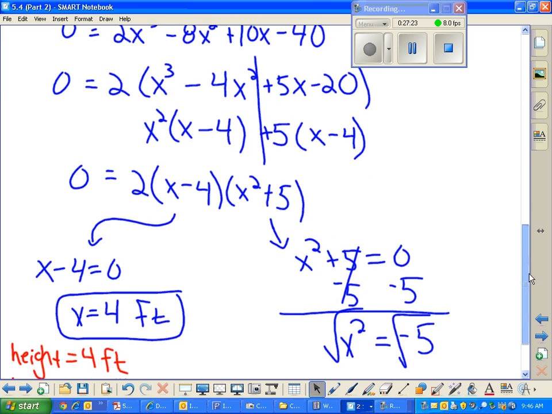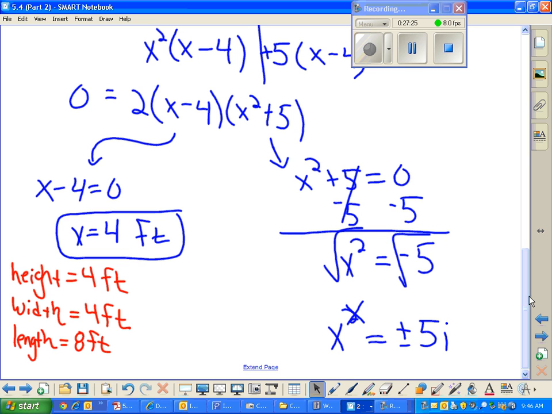And then I went ahead and solved for x. I added 4 to both sides and got an x value of 4 feet. And then I did get an imaginary solution for the other one. You can't have that. So your final height and width are both 4 feet. Final length is 8 feet.